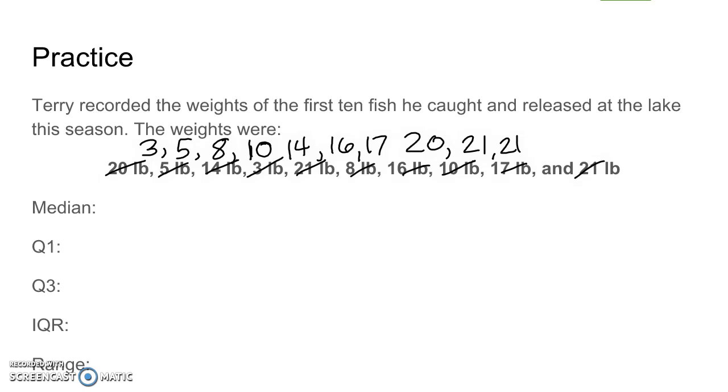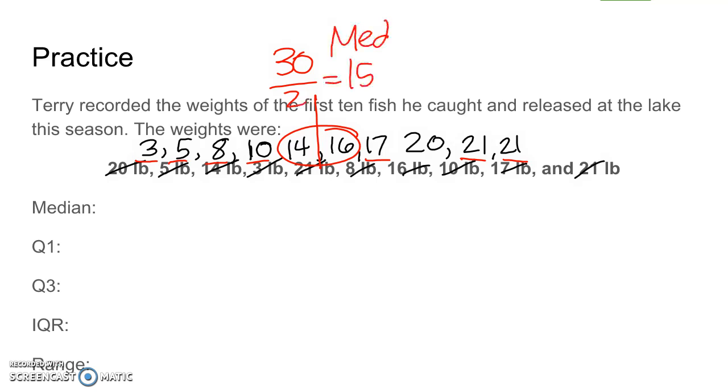Okay. Now, to find the median, cross out, boom, boom, boom, boom, boom, boom, boom, boom. So I have 2 in the middle. Add those and I get 30 divided by 2 is 15. 15 is the median, or sometimes you see that called the second quartile. Next, the first quartile. Boom, boom, boom, boom. And we just have one number in the middle this time. So 8 is our Q1.